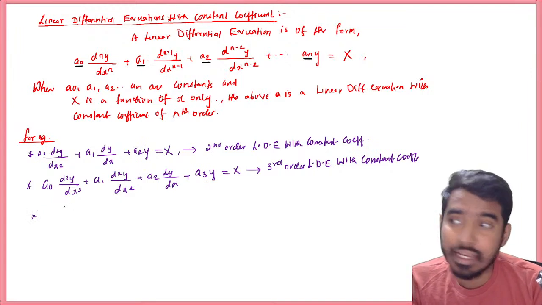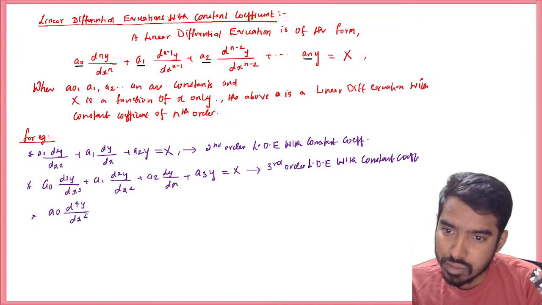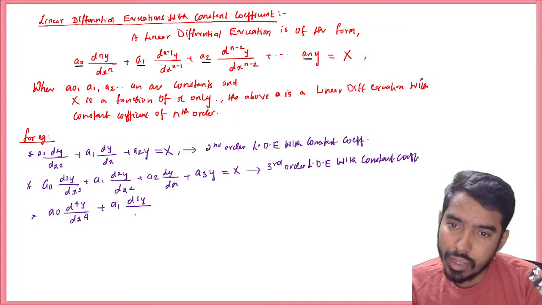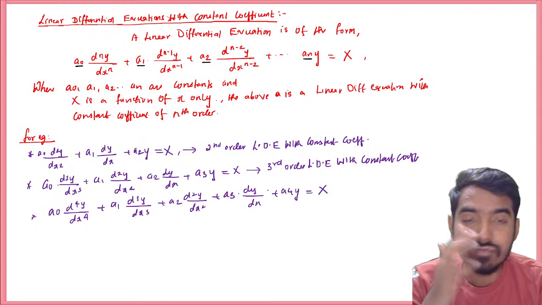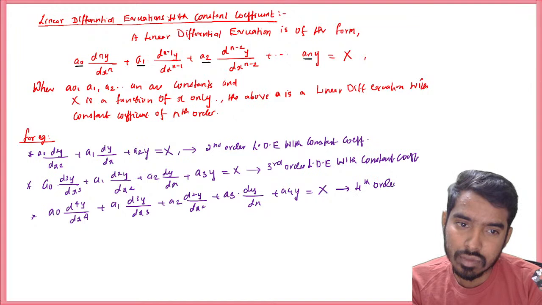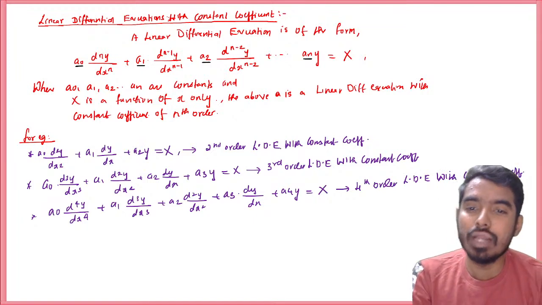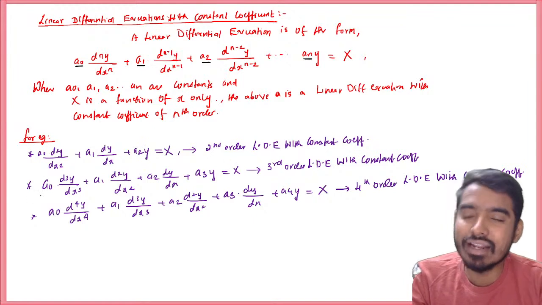Now the fourth order linear differential equation will be a0 d power 4 y by dx power 4 plus a1 d cube y by dx cube plus a2 d square y by dx square plus a3 dy by dx plus a4 y is equal to X. Remember, this X is a function of x. It can be anything, but it has to be a function of x. This is called a fourth order linear differential equation with constant coefficients. From an exam point of view, you will have only second, third, or fourth order. Fourth order is also very rare; usually you will get second or third order only.